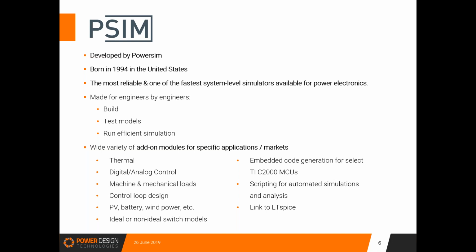So ideal switches is basically an ideal transition between on and off, and we have non-ideal switch models which actually simulate that transition given a certain gate drive circuit. And then embedded code generation for select TI C2000 MCUs, allowing you to have a digital control algorithm with peripheral blocks defining how the PWM and the ADC will behave. And when you generate code, you literally don't have to write a single line of C code to get that code working on the MCU. We'll see an example of that a bit later.